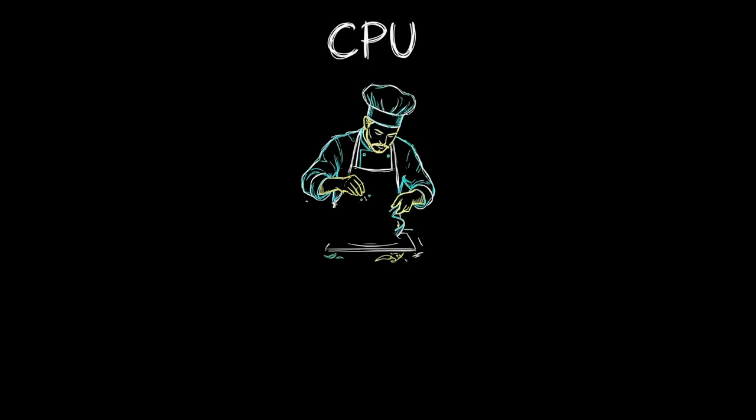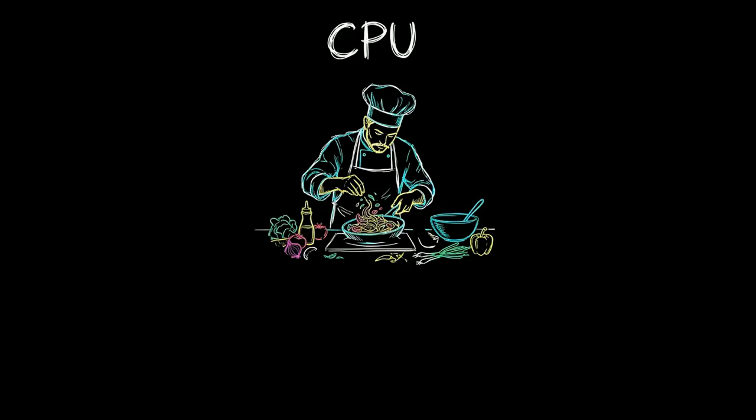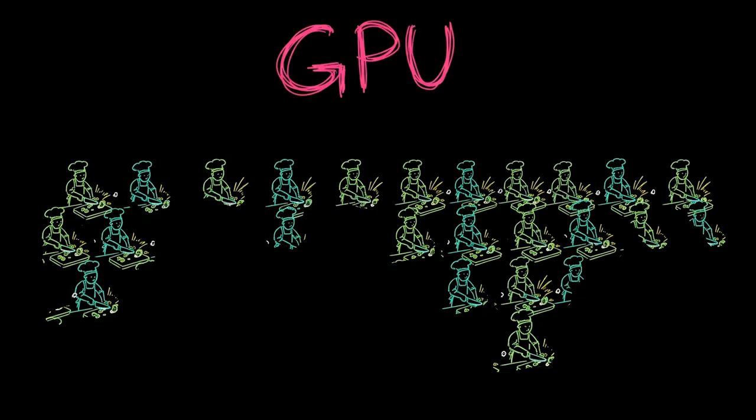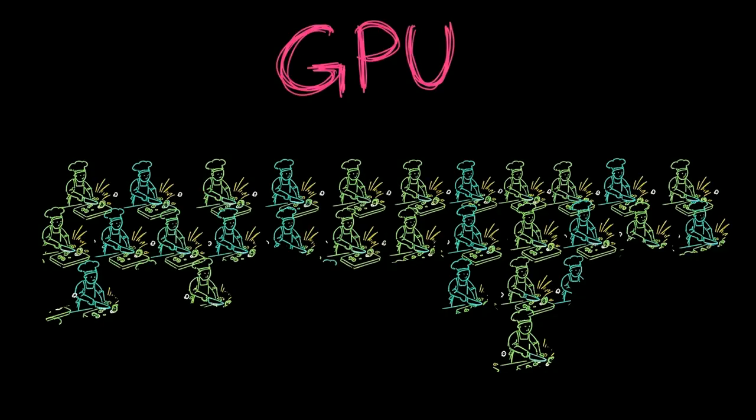Let's start with the GPU, or graphics processing unit. A normal CPU is like a master chef in a kitchen. It is extremely smart and extremely fast, but it usually works through tasks one at a time. Open a browser tab, load a file, run a spreadsheet, switch apps. CPUs are designed to handle lots of different jobs reliably and in sequence. A GPU works differently. A GPU is like an army of thousands of line cooks all working simultaneously.